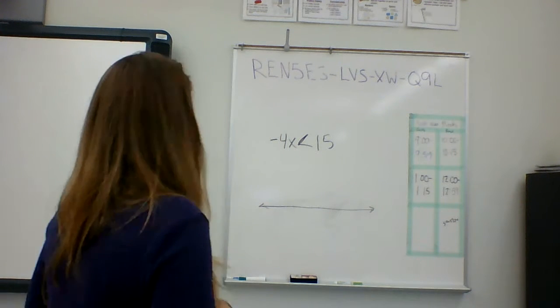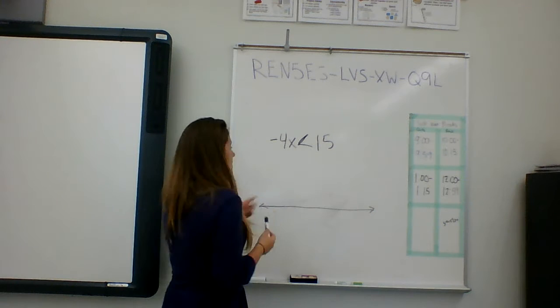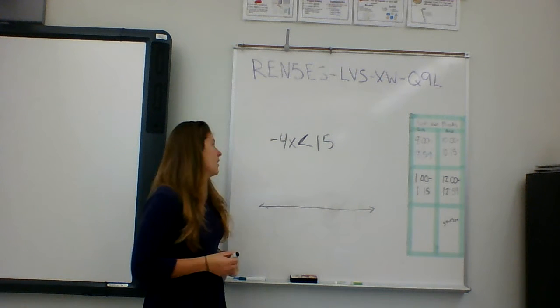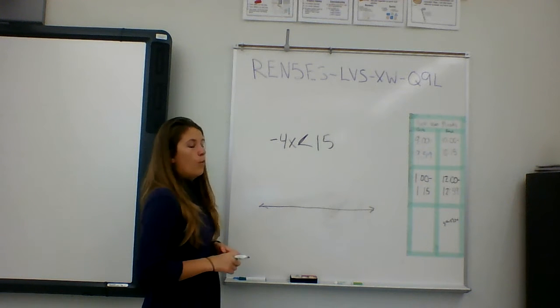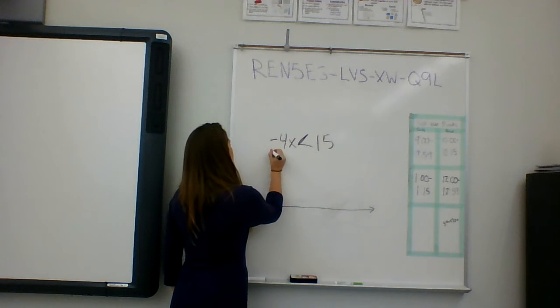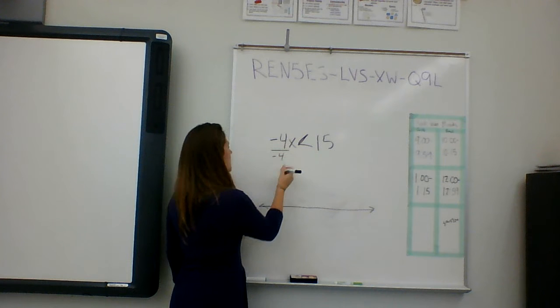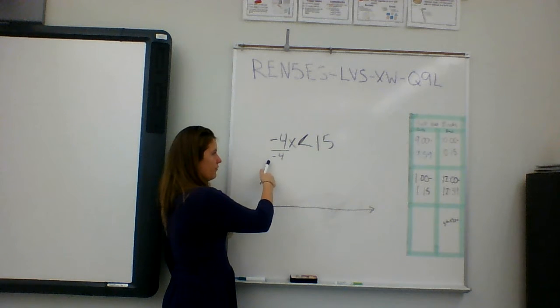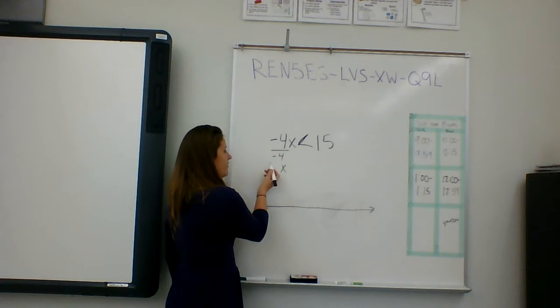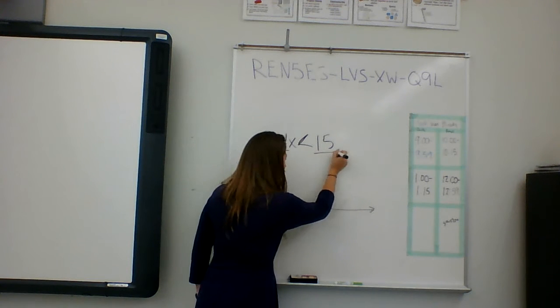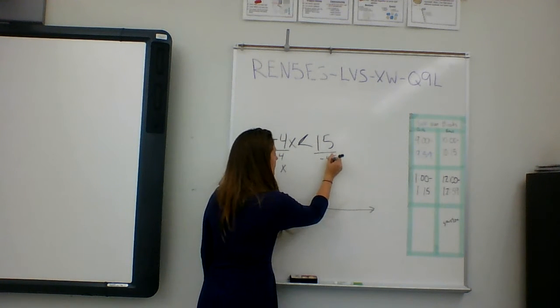So the first example, I have negative 4x is less than 15. I want to get x by itself and figure out what that is. So in order to get one positive x, I need to divide each side by a negative 4, because a negative 4 divided by a negative 4 will equal a positive 1x. And if I divide the left side by negative 4, I have to divide the right side by negative 4.